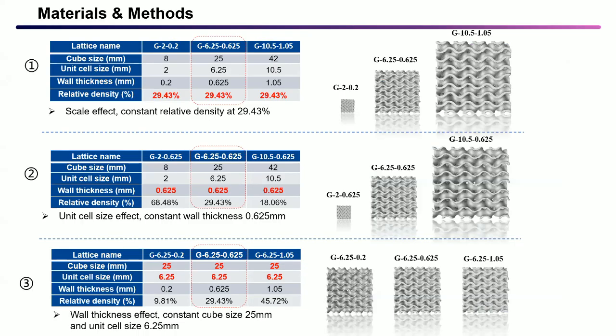And in more detail, three effects, the scale effect, the unit cell size effect, and the wall thickness effect, were studied here. As we can see, for the scale effect, all the relative densities are the same. Please keep in mind that the relative density here is the design relative density, which means this number was calculated based on the model in the CAD file. For the unit cell size effect, the wall thickness is constant. For the wall thickness effect, the unit cell size and also the lattice size were the same.